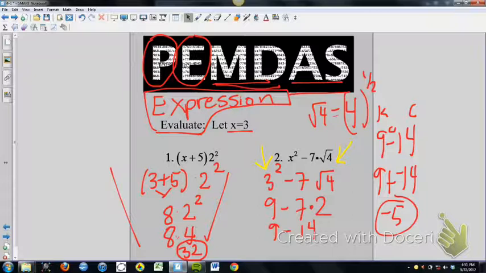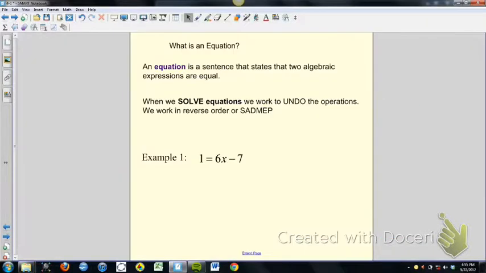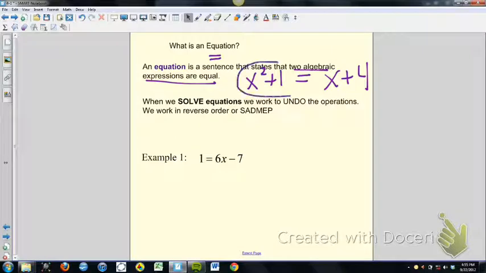Okay. We're talking about solving equations today. So first of all, let's define that. Okay. An equation is a sentence with an equal sign. Okay, a sentence with an equal to symbol that states that 2 algebraic expressions are equal. So for instance, if I had x squared plus 1, that's an algebraic expression. I have another algebraic expression like x plus 4. An equation sets those 2 equal. Okay, so this whole thing is a type of equation. It is an example of an equation.